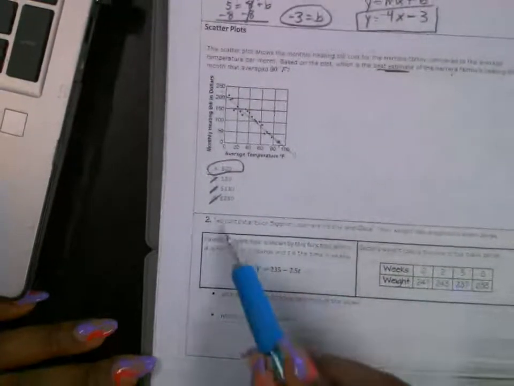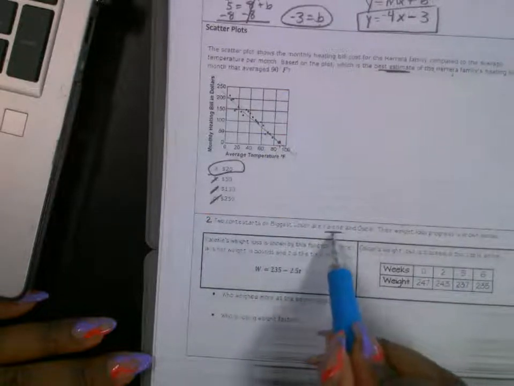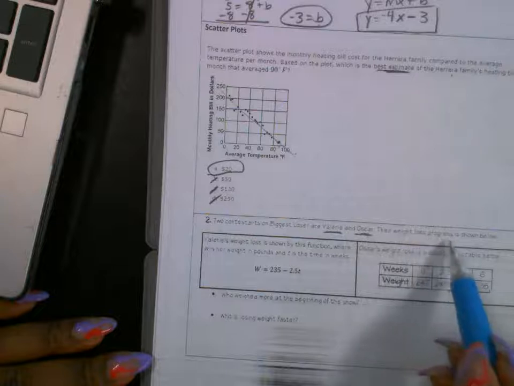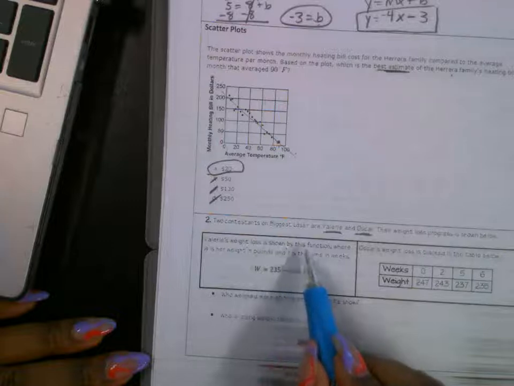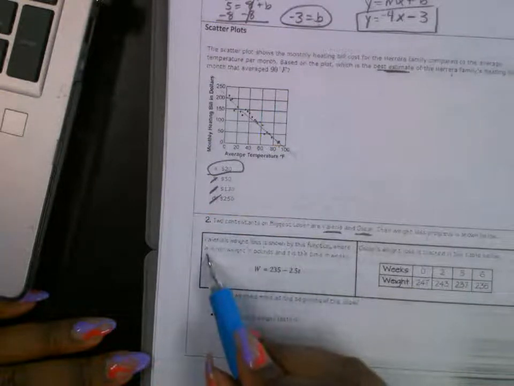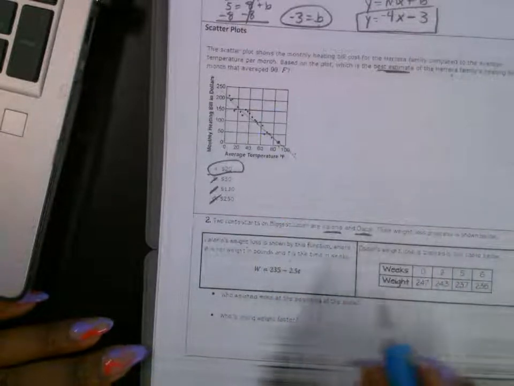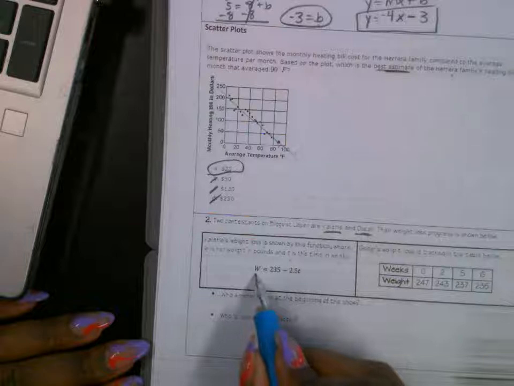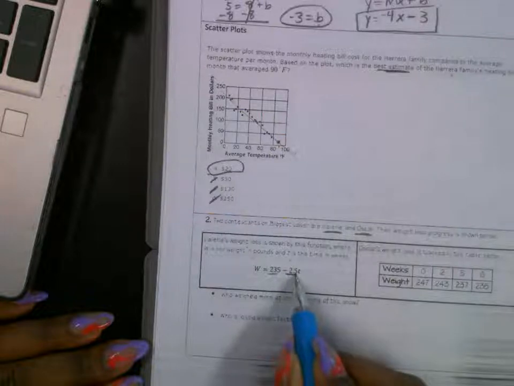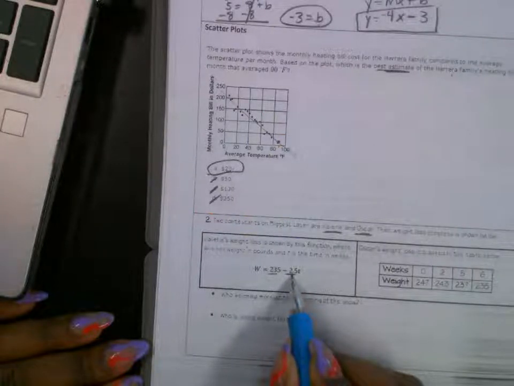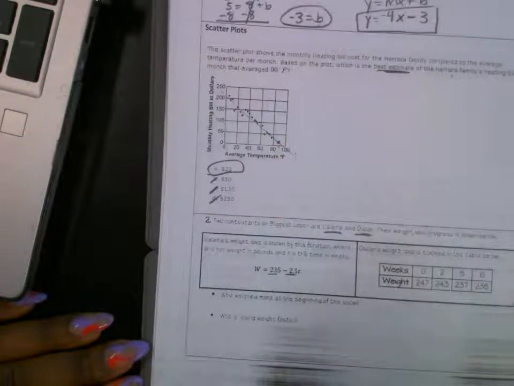So now let's look at this one. Two contestants on The Biggest Loser are Valerie and Oscar. Their weight loss progress is shown below. Valerie's weight loss is shown by the function where W is her weight in pounds and T is the time. So this is her total weight, W. This is the starting amount, and this is how much she's losing, because you see that minus. This is the slope, the amount she is losing per week, 2.5 pounds a week.